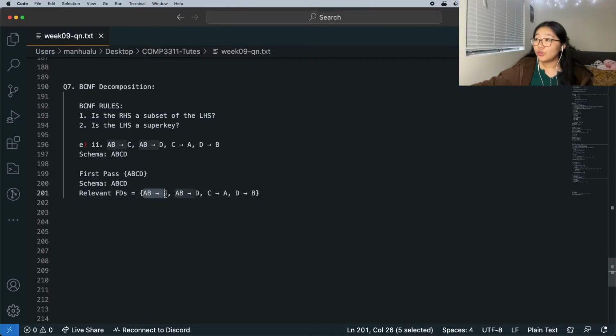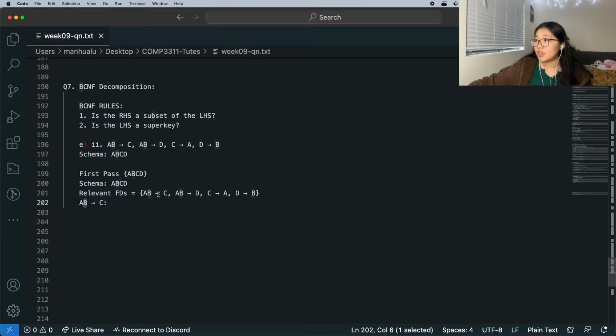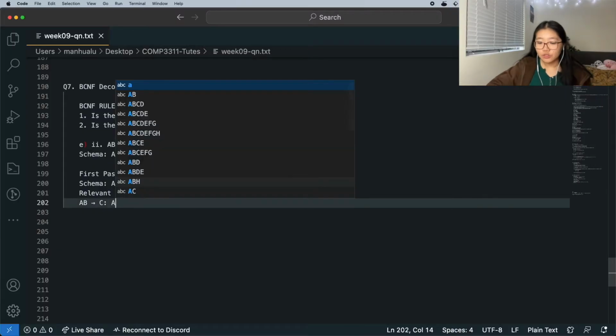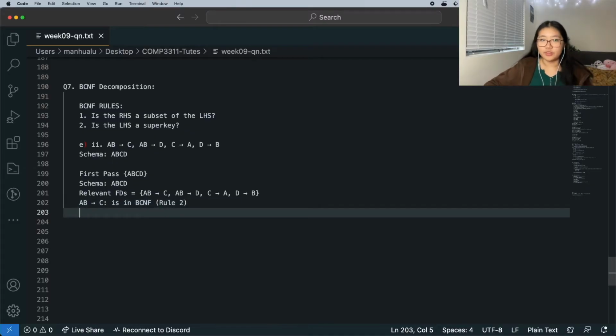Now, similarly to how you figure out whether a schema is in BCNF, you're going to look through each functional dependency. Starting from the left, you check: is AB gives us C in BCNF? AB is able to get you C, that's good, and AB is also able to give you D. That makes up the entire schema. So it is in BCNF because of our second rule: the left-hand side is a super key. It's able to get all the other attributes in our schema.